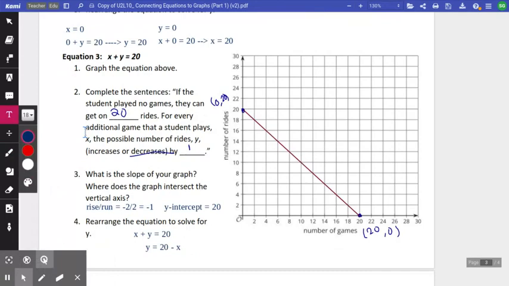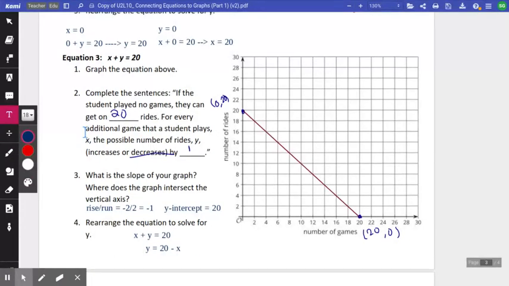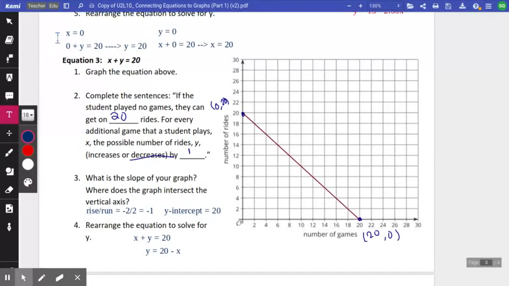All right, and here are the rest of the answers. Notice up here, use that idea of substituting 0 for both x and y to find those two intercepts. When I substitute x for 0, I got y equals 20, which would represent this first point here. And then when I substituted y as 0, I got x is 20, which is this other point right here. That gave me my line.